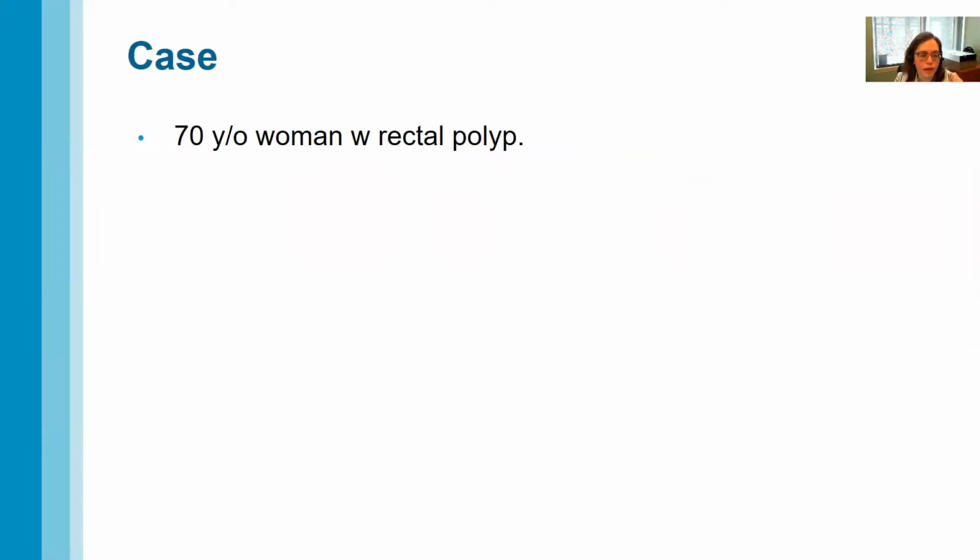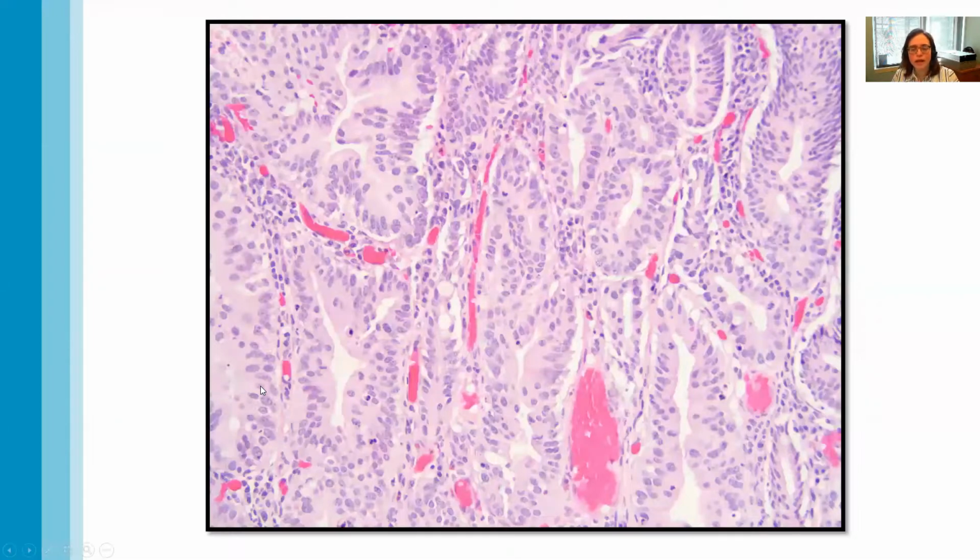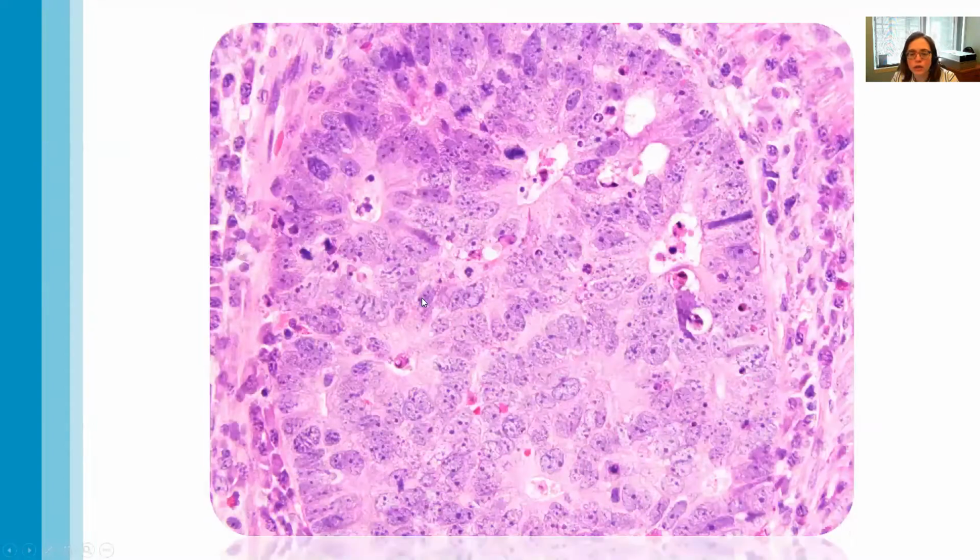Now let's end with a case. This is a 70-year-old woman with a rectal polyp. She showed in her polypectomy invasive carcinoma, but it had a variable morphology. You have these glandular-looking areas here with the more squamoid-looking areas here on the left. Now, some areas on high power were clearly glandular. Other areas show these nests with cribriforming and a suggestion of peripheral palisading with very frequent apoptotic bodies.